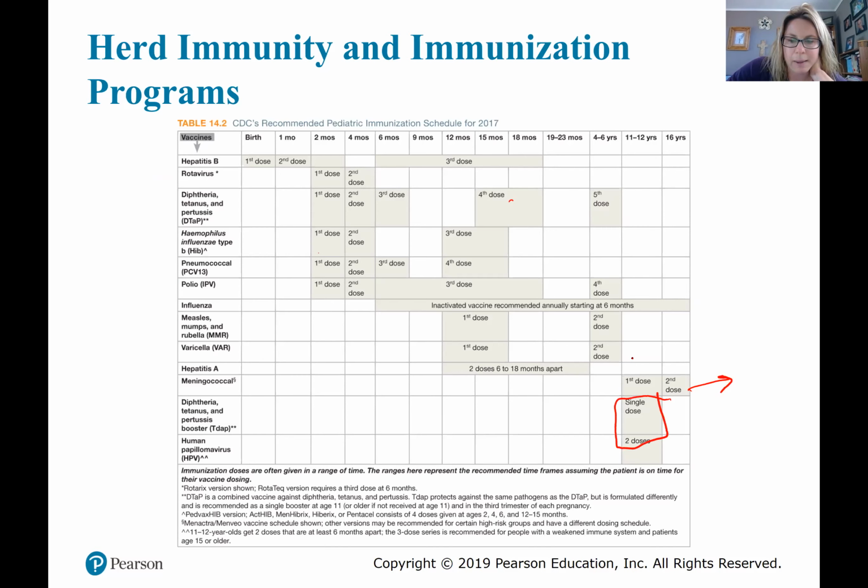Getting your DTaP once every 10 years. Okay, that one only lasts for 10 years. That's pertussis, diphtheria, and tetanus. If you ever have a deep puncture wound and go to the doctor, they'll probably give you a tetanus shot if it's been over a couple of years, just to be safe, because tetanus is pretty nasty.